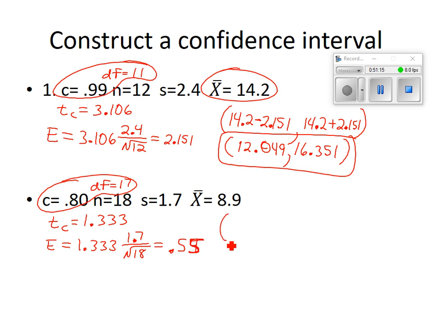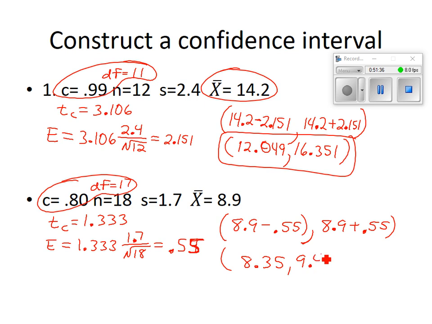Then all we're going to do is take 8.9 minus 0.55. That's supposed to be a comma, not a parenthesis. And 8.9 plus 0.55. You get 8.35 and 9.45. That's our confidence interval for 80%.